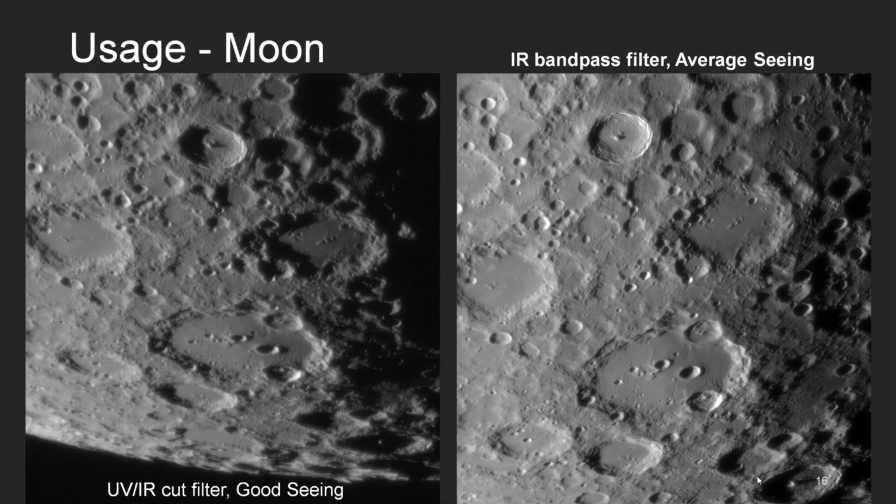Compare that to this image captured in 2020 from the same location using the same equipment, but using an Astronomik ProPlanet 642 filter. Seeing on that evening was only average. The IR pass filter is an accessory that can turn average conditions into excellent results.